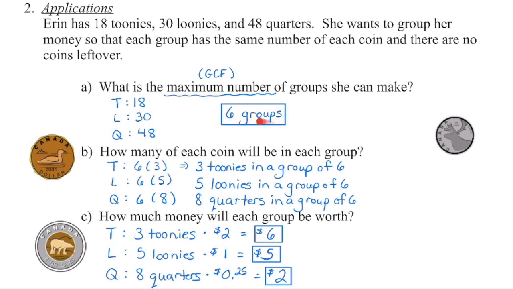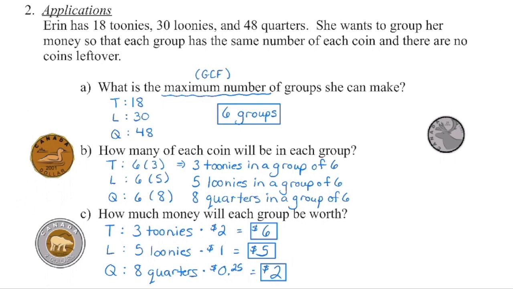If we have 6 groups of toonies, so 18 coins divided into 6 groups means there will be 3 toonies per group. If we have 6 groups of loonies, so 30 coins divided into 6 groups means that there are 5 loonies per group. And if we have 48 quarters, we divide them into 6 groups, we will have 8 quarters in each group. A toonie is worth $2, so if we have 3 of them, we have $6. A loonie is worth $1, so if we have 5 of them, we have $5. And a quarter is worth 25 cents, so if we have 8 of them, we have $2.